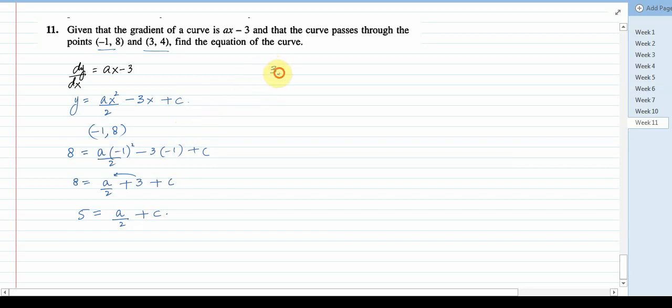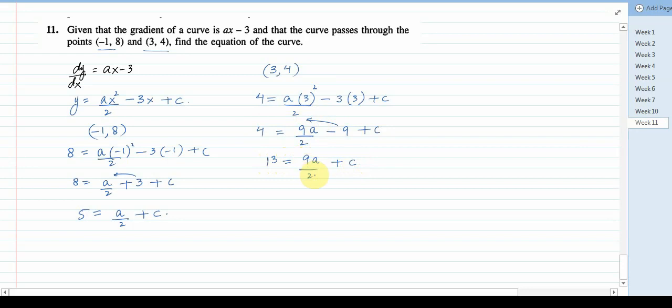3 and 4. In the same equation, y is 4, x is 3: 3 squared over 2 minus 3x, that is 3, plus c. So 3 squared is 9a over 2, minus 3 times 3 is 9, plus c equals 4. Minus 9, when you shift it to the left side, it's 9 plus 4 is 13 equals 9a over 2 plus c. Alright.